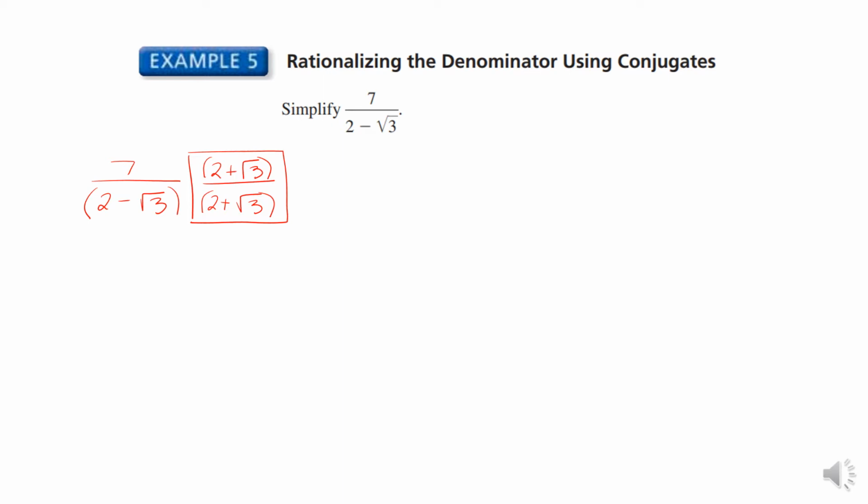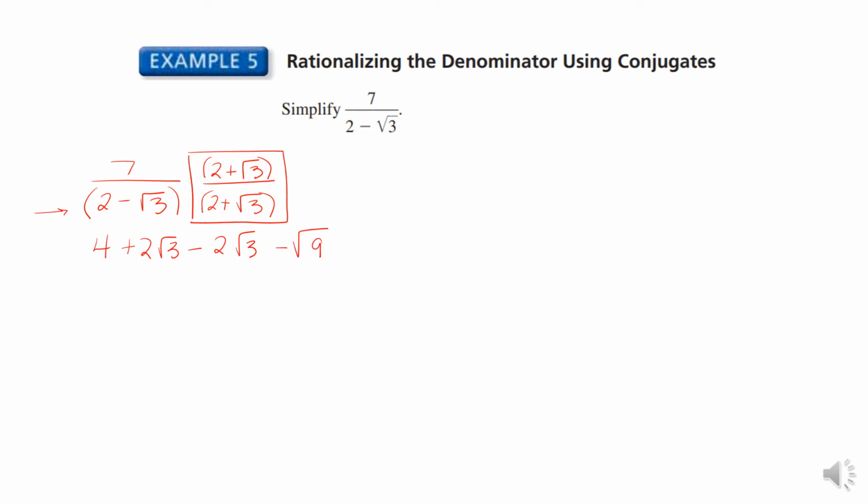So in this case, I'm going to FOIL. So I'm going to go 2 times 2 is 4. 2 times the square root of 3 is 2 square root of 3. Negative square root of 3 times 2 is minus 2 square root of 3. And then negative square root of 3 times positive square root of 3 is negative square root of 9.